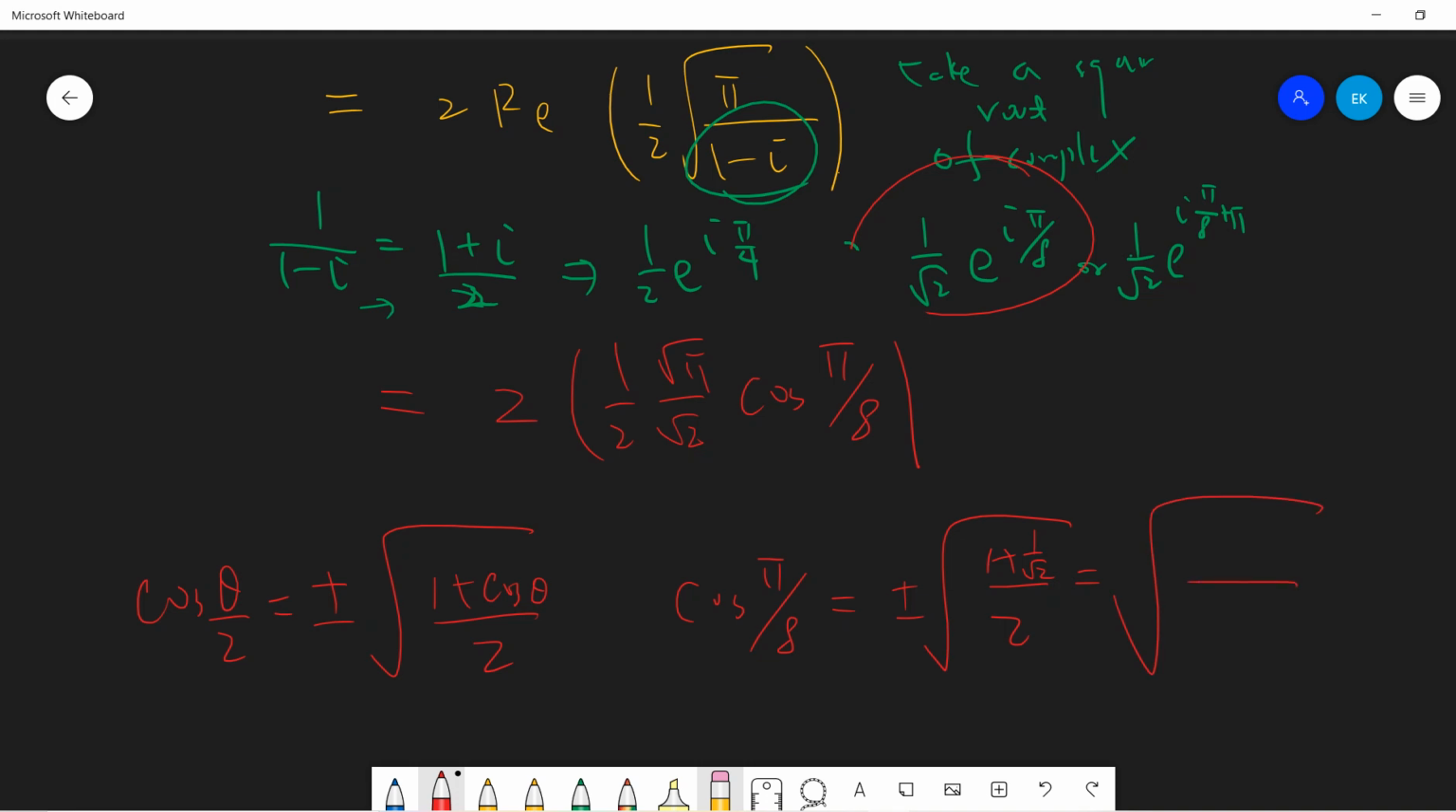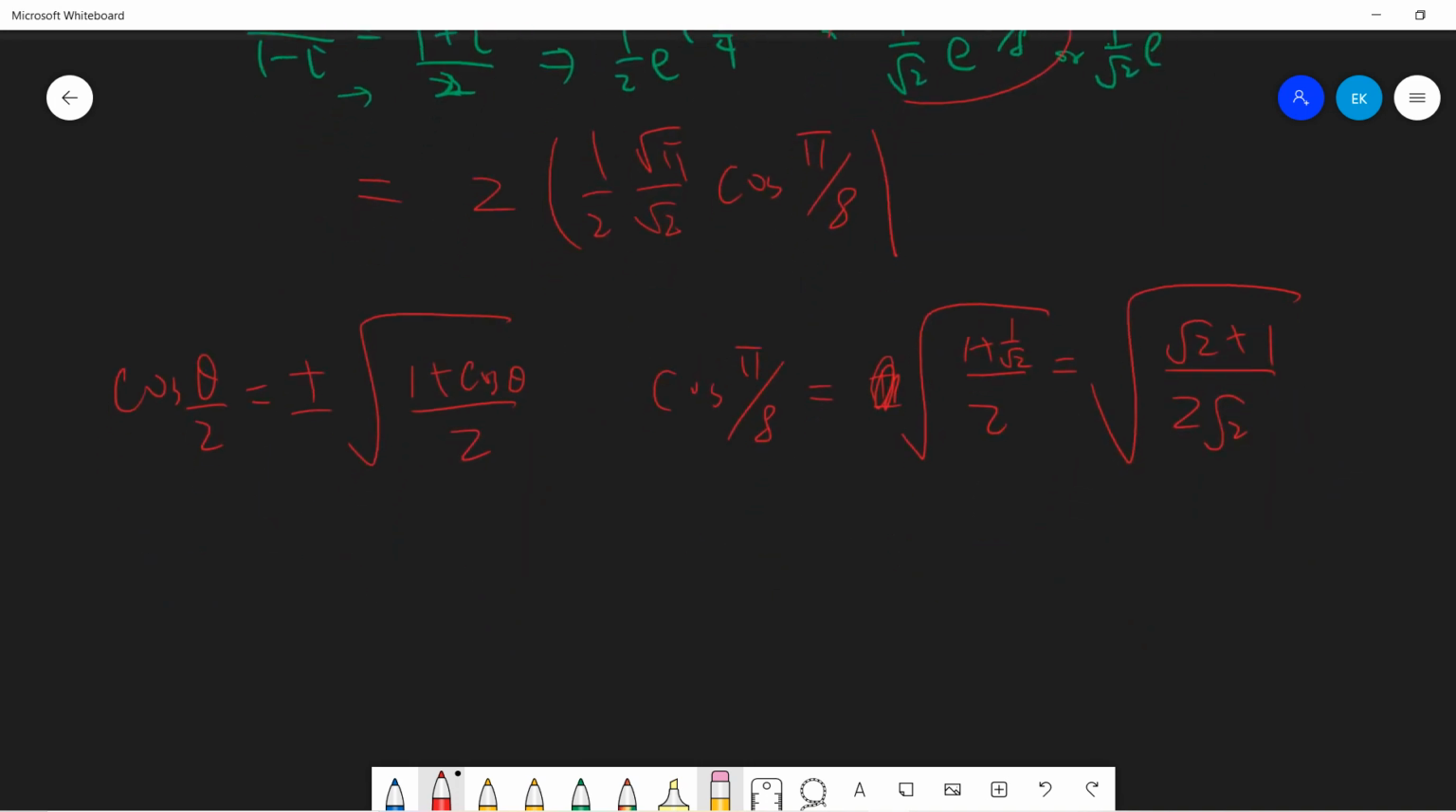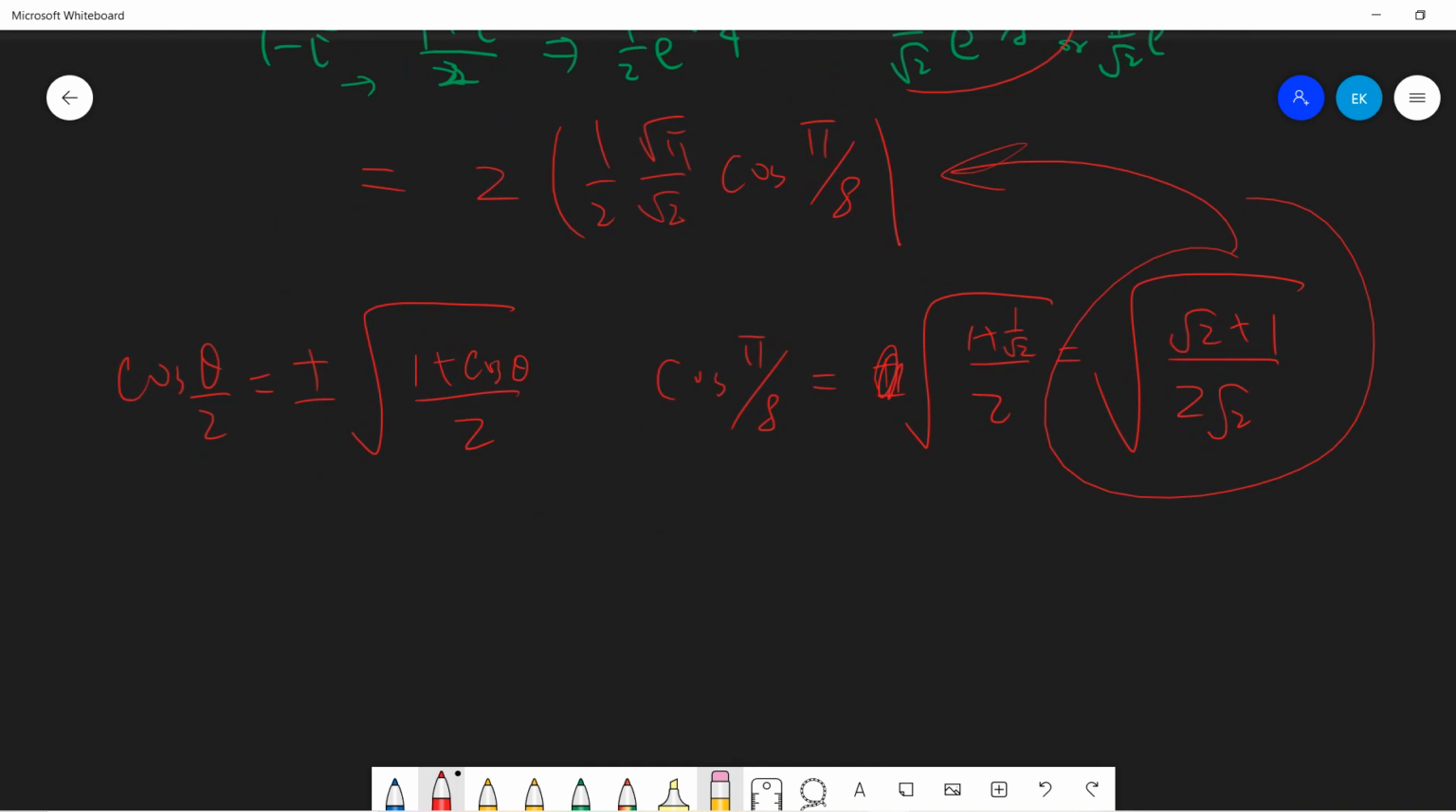So you can write down the value, and it's positive, right? Because pi over 8 is less than 90 and greater than 0, so positive. So it's the square root of 2 plus 1. Okay. So plug this in. Okay, so plug this in, and you get the final answer.